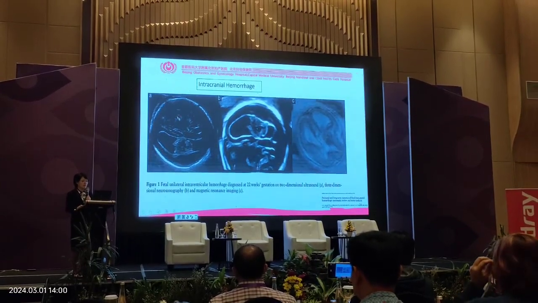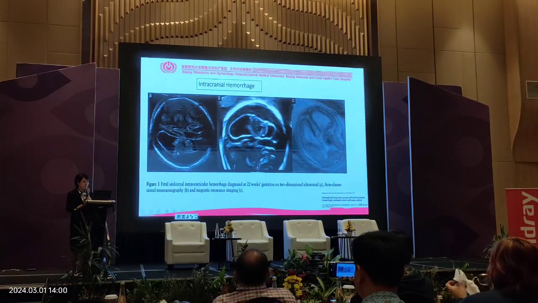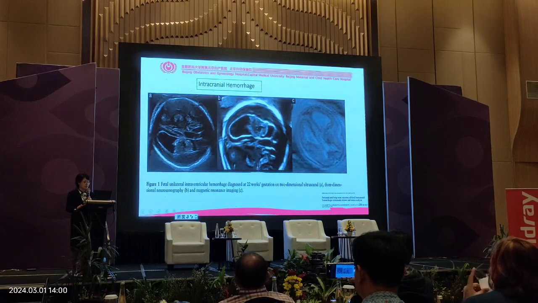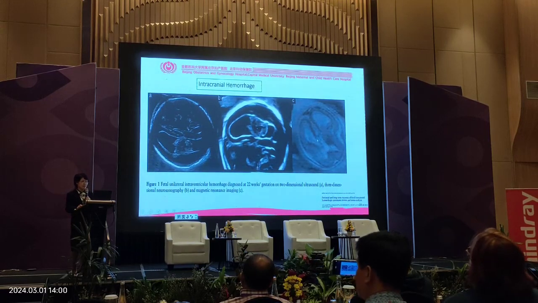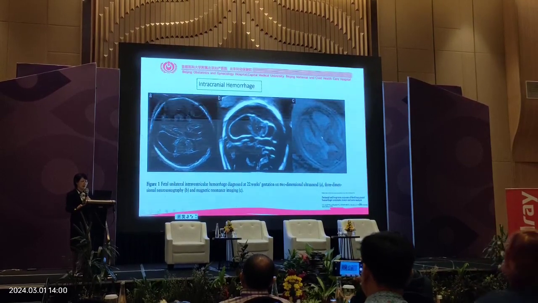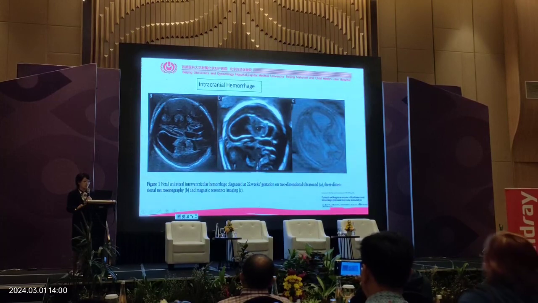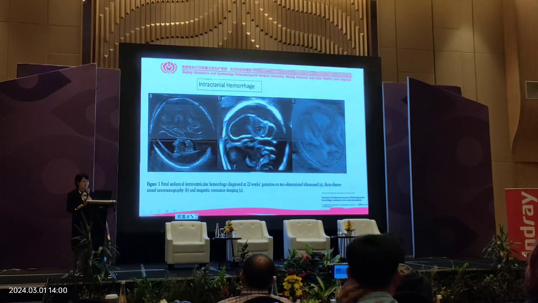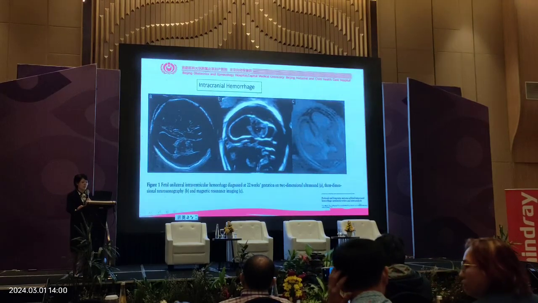This case is also intracranial hemorrhage. It's a unilateral intraventricular hemorrhage. It's 22 weeks gestation. This is a three-dimensional picture. This is the MRI, and this is three-dimensional neurosonography. Just unilateral intraventricular hemorrhage.